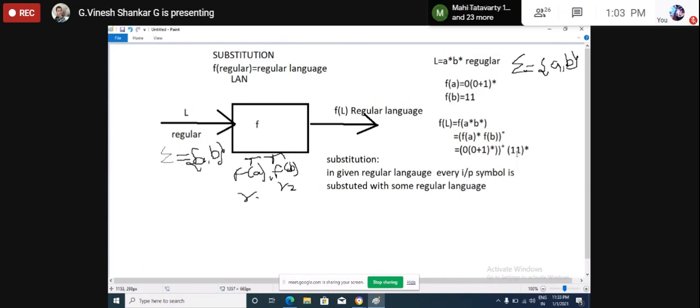So what is the definition of substitution here? In a given regular language, every input symbol is substituted with some regular language. Please take care of the spelling: substituted with some regular language. Is it clear?